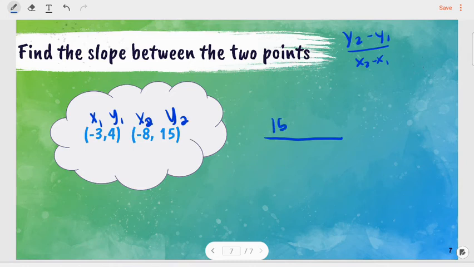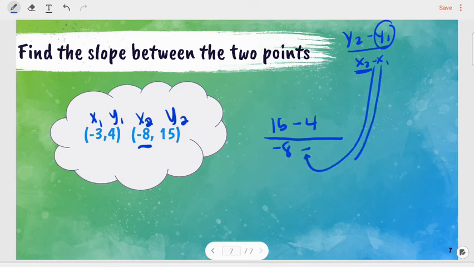y2, 15, minus y1, 4. x2 is negative 8, minus, from the minus sign, and then x1. So what is x1? I come over here, negative 3. So I want the minus sign and the negative 3. Let's go ahead and simplify. 15 minus 4 is 11. And in my denominator, negative 8 minus negative 3 is like adding 3, or you can just check that in your calculator, and I'm going to get negative 5.